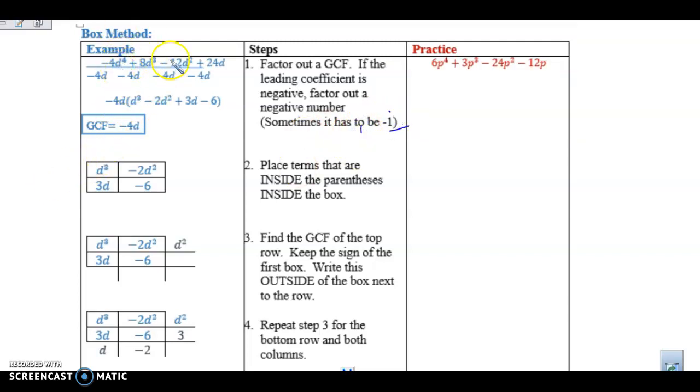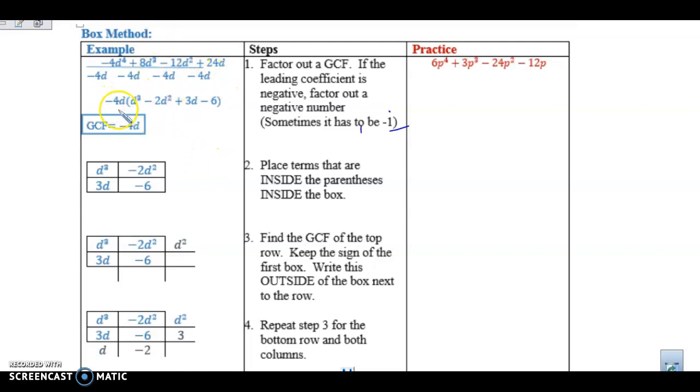So when I take a look at all of this, I can see that I can take a -4d out of it. And so that's my greatest common factor, because 4 goes into 4, 8, 12, and 24. There's only one D in this one, so I can only take one D out of all of these. Because the leading coefficient is a negative, my greatest common factor is a negative 4D.